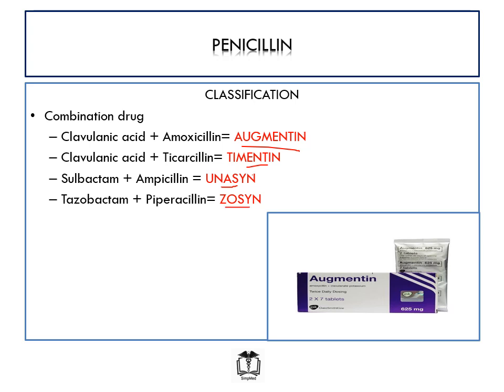These drugs are combinations between a beta lactamase inhibitor and a broad spectrum penicillin. So you can see the combination of amoxicillin and clavulanic acid will give us co-amoxiclav, what we call Augmentin. Combination of ticarcillin and clavulanic acid will give us Timentin. Combination of ampicillin and sulbactam will give us Unasyn, and the combination of piperacillin and tazobactam will give us Zosyn.